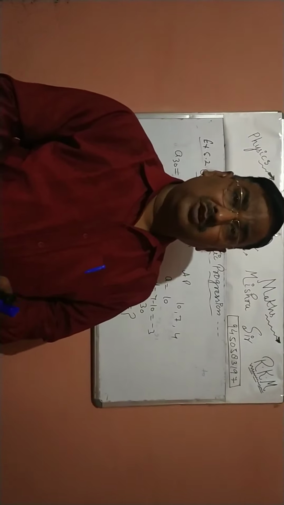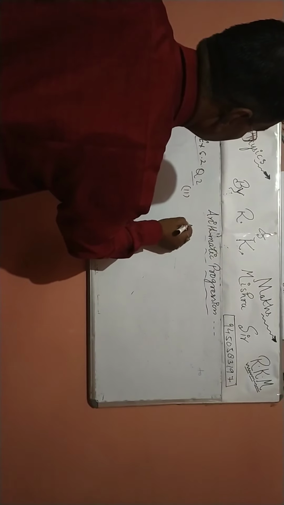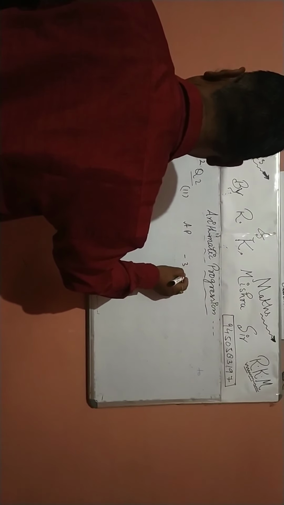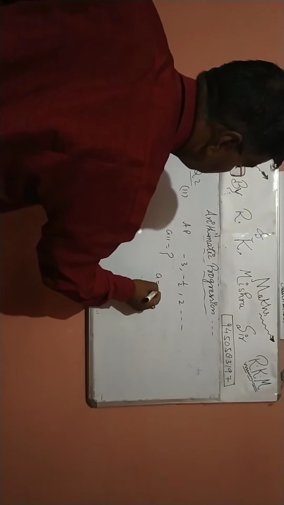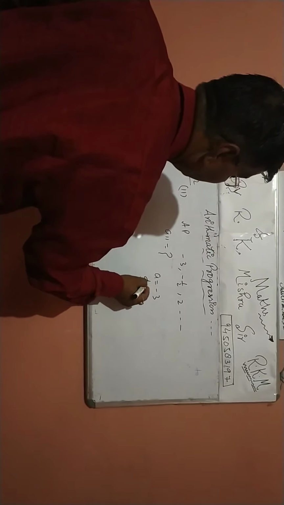Now you can look here at the third question. What is given in the third question? In the second part, you have to find the 11th term of the AP. Look here at the second part of this question. The AP given is -3, -1/2, 2, and you have to find A11. A is -3, D is -1/2 plus 3, that is 5/2.